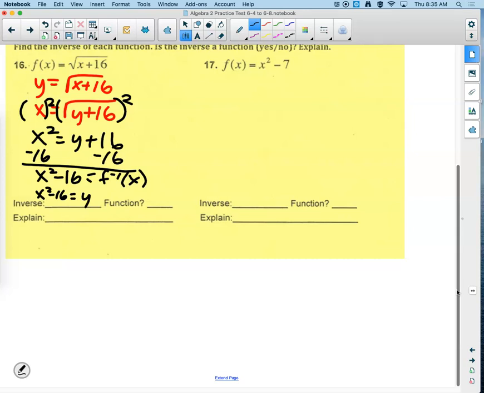Alrighty. So the question is, is this a function or not? What do you think? If you put one number in, do you get one number back? So this is a function. In fact, it's a parabola if we were to graph it. So how do we explain that?